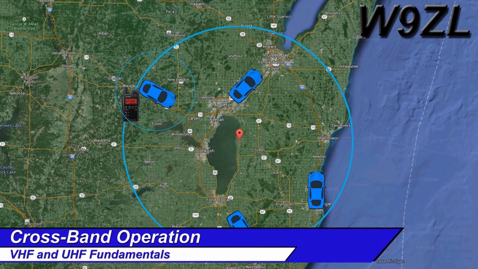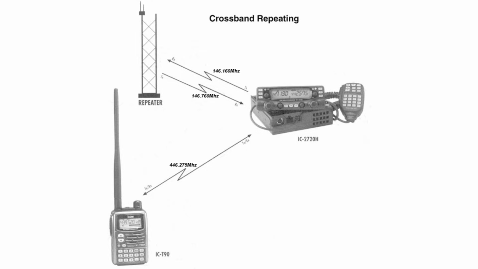So now let's say that one of the guys found himself a heck of a fishing hole in Wapaka, but he still wants to talk to his buddy in Sheboygan. How are you going to do that? That's where we mix Simplex and Duplex together, commonly referred to as Crossband Repeat. It allows you to turn your vehicle or base radio into a repeater of sorts.